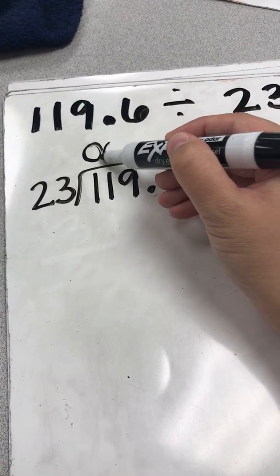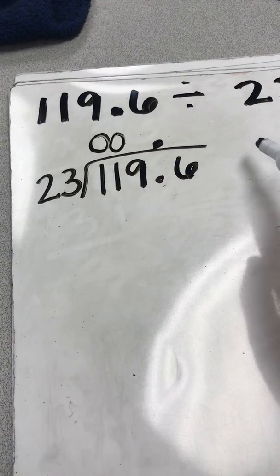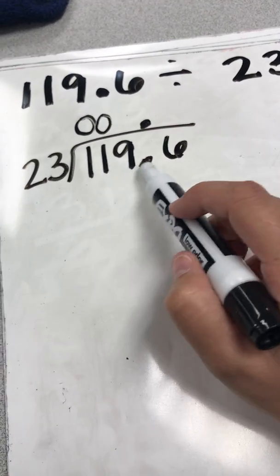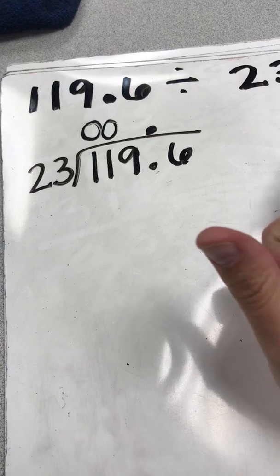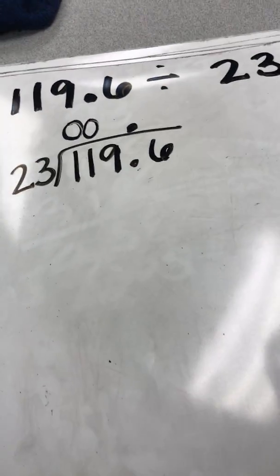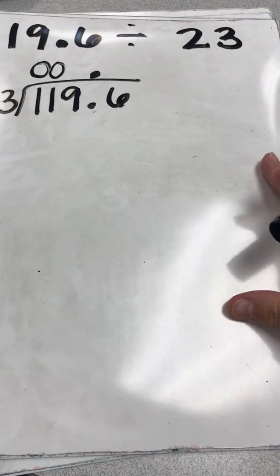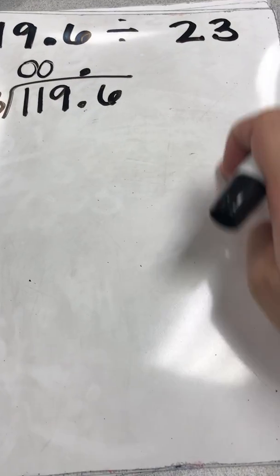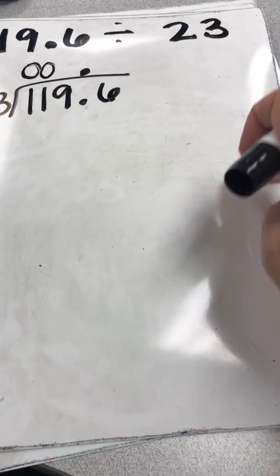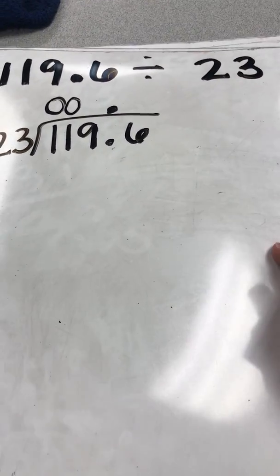I would at least hold that place value so that I know that it goes in 0 times. So now I'm looking at 119. Okay, so this is when we talked about how we have to do a little bit of estimating, because on the side, I don't want to have to multiply 23 times 1 and 2 and 3 and 4 and 5. That's a lot of work.